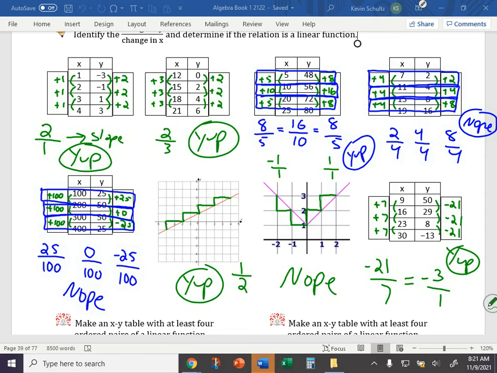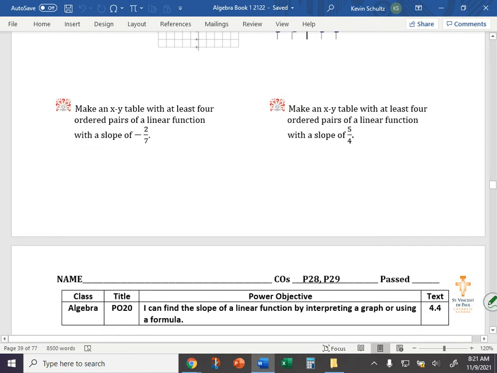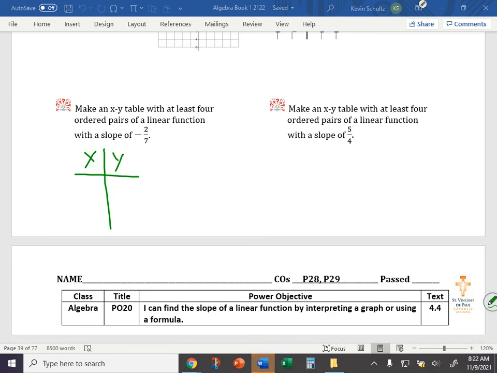Anything else? Okay, the two down at the bottom, you get to make your own function table that is a linear function. And it says the first one needs to have a slope of -2/7, which means that as you go through your x and y values, one of them will have to be going up, one of them will have to be going down, right? If they're both going up, that would be a +2/7. If they're both going down, a negative divided by a negative is also a positive, okay? So one's got to be going up and one's got to be going down.